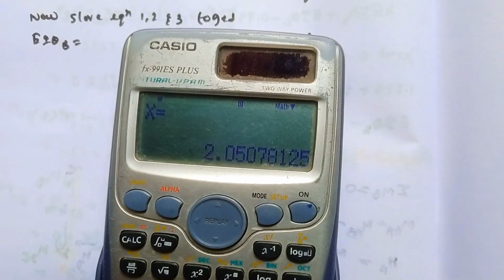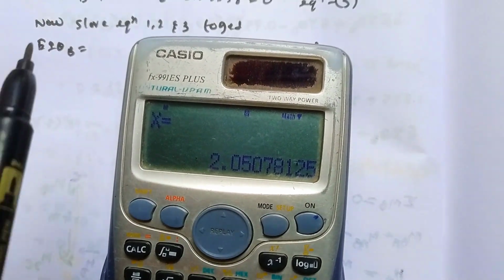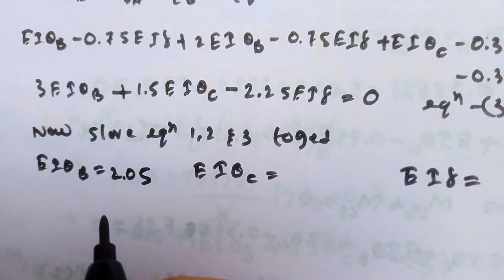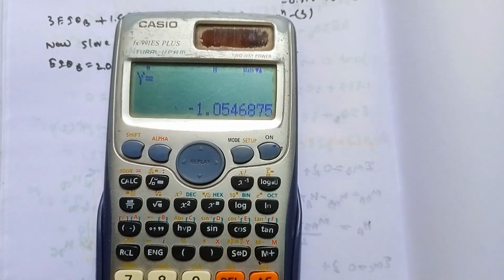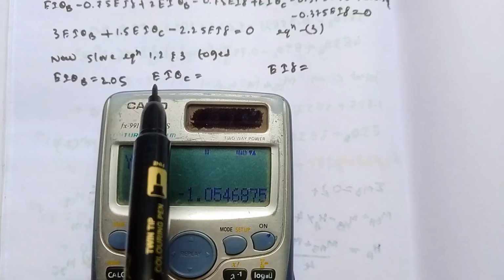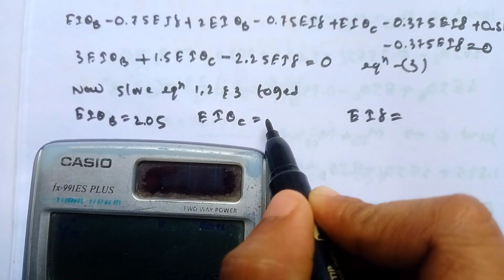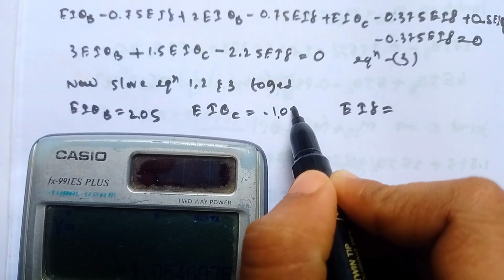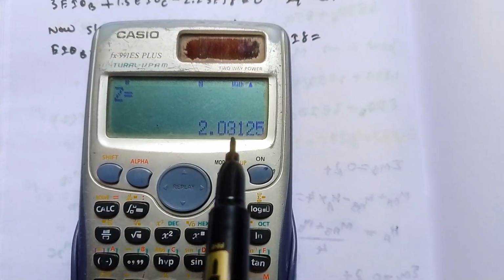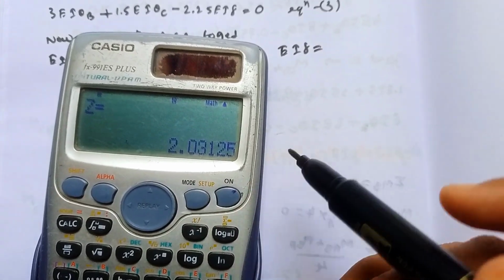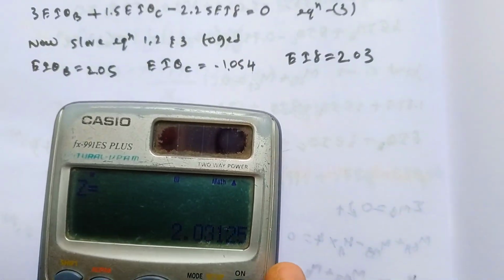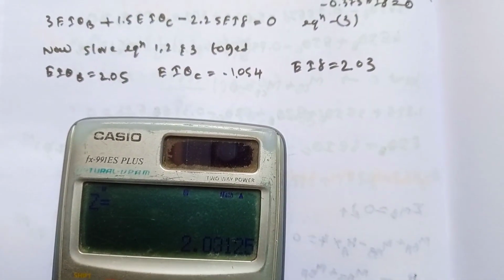So our x value is nothing but EI theta B. It came 2.05. So now solve it for the second time. Y value is nothing but our EI theta C, minus 1.05. So now solve one more time. Z value is nothing but EI delta value, 2.03. So now we got the EI theta B, EI theta C and EI delta value.